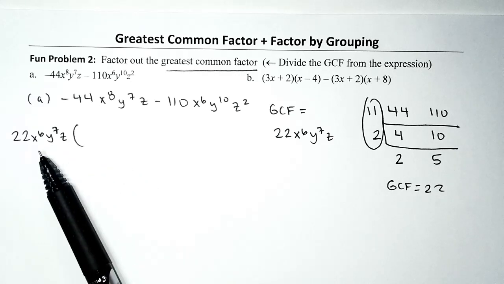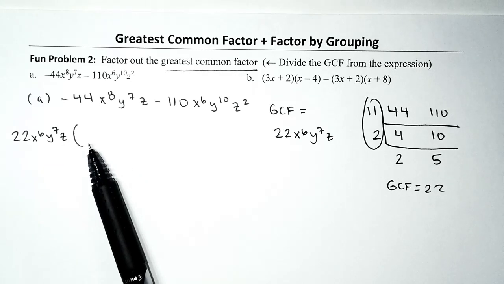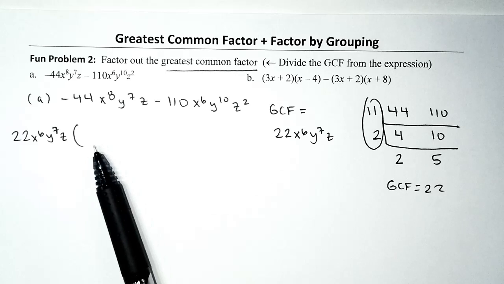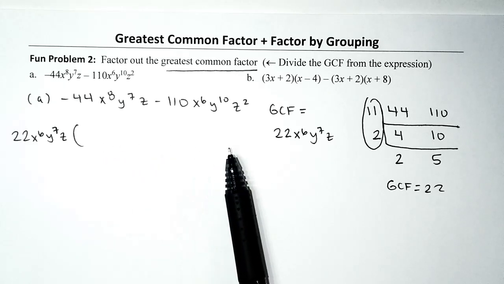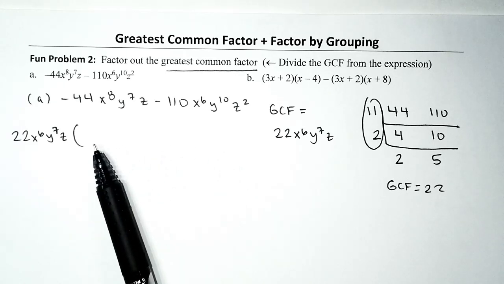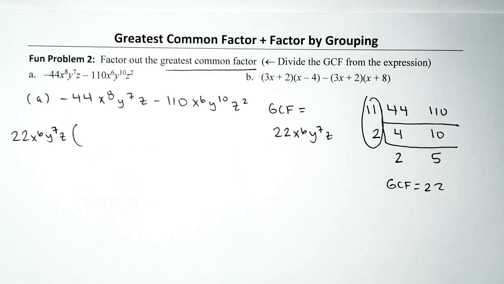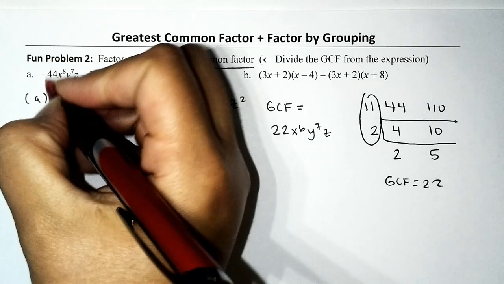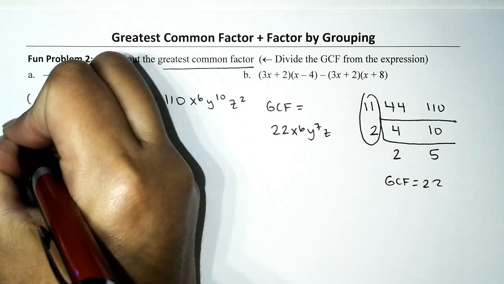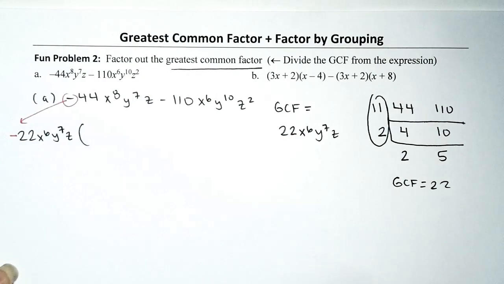When you take out a common factor, it would be nice if the first term you're left with is positive. Who cares if the rest is negative? But it would be nice if we started on a positive note. So to start on a positive note, we're going to go ahead and factor out a negative 22 x to the 6th y to the 7th. Cool. Now let's show the reader what we're left with.